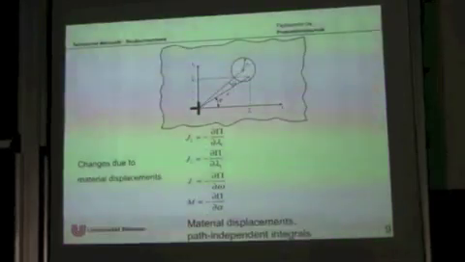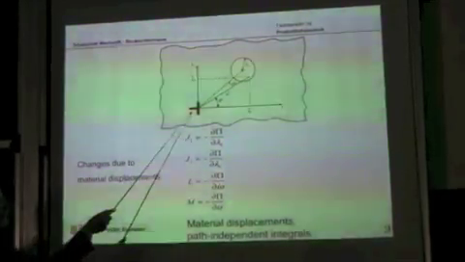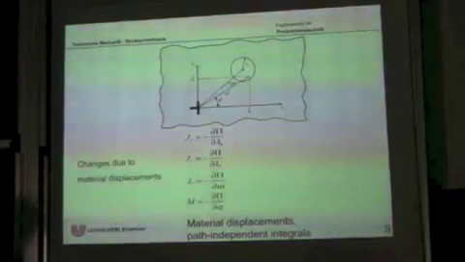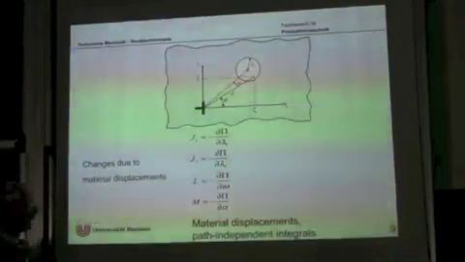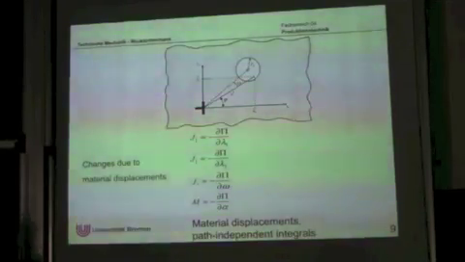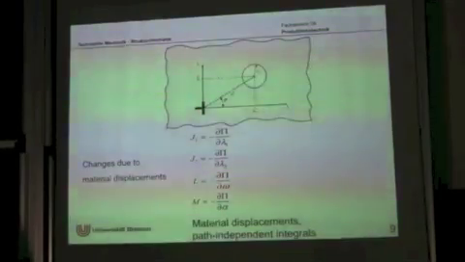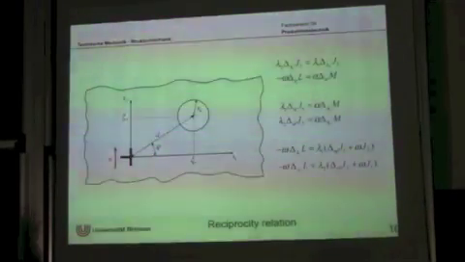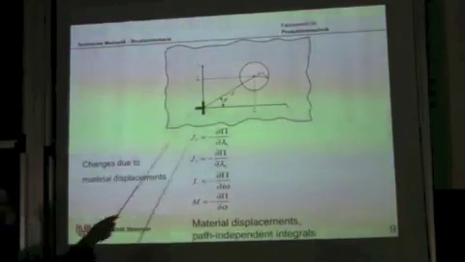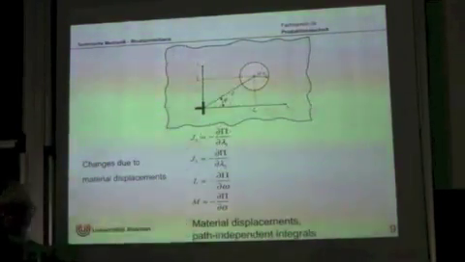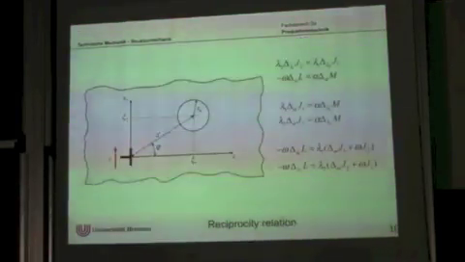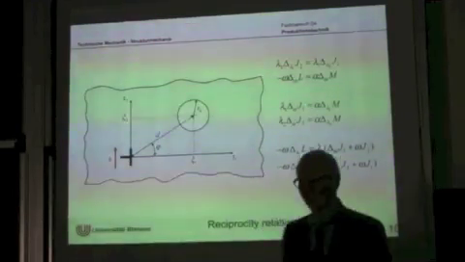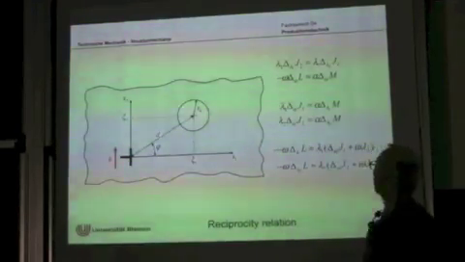If you have a rotation of the defect with respect to some reference point, you can calculate the change of the energy due to this rotation by the L integral, and the M integral is the change of the energy by blowing up this hole in a self-similar way. And then you can establish several reciprocity relations. I will give only 2 examples. There are 6 in all.